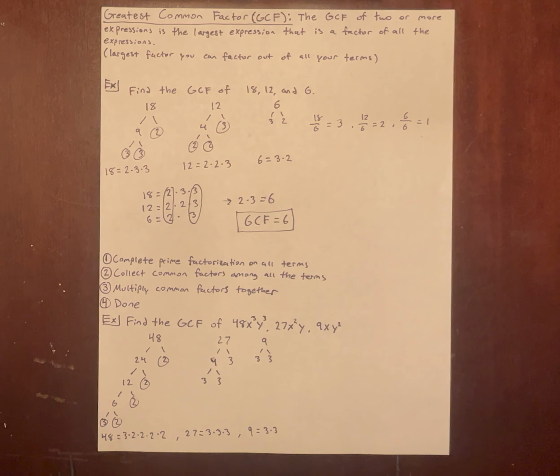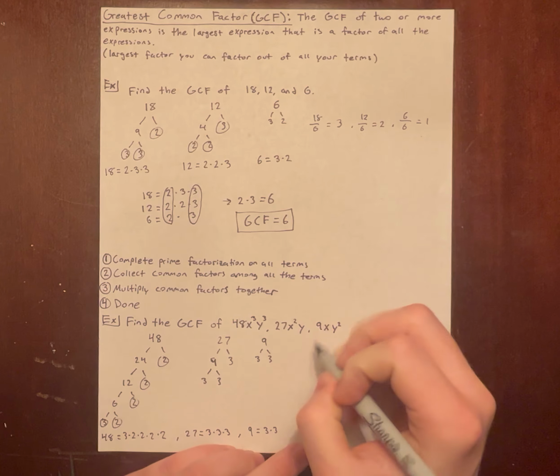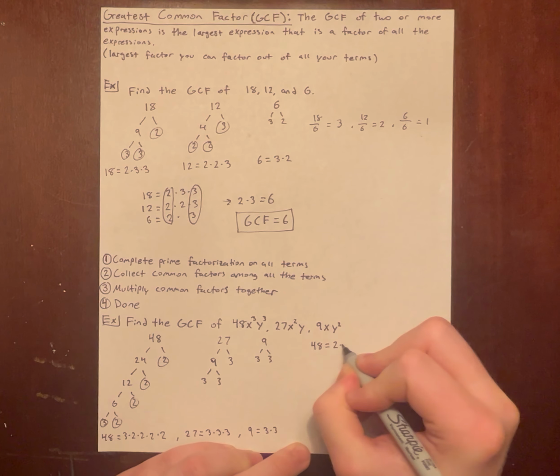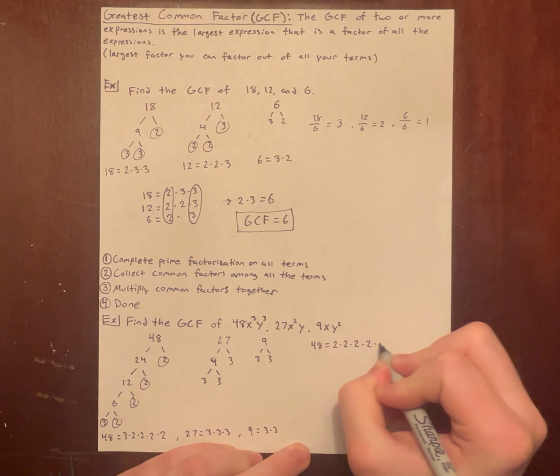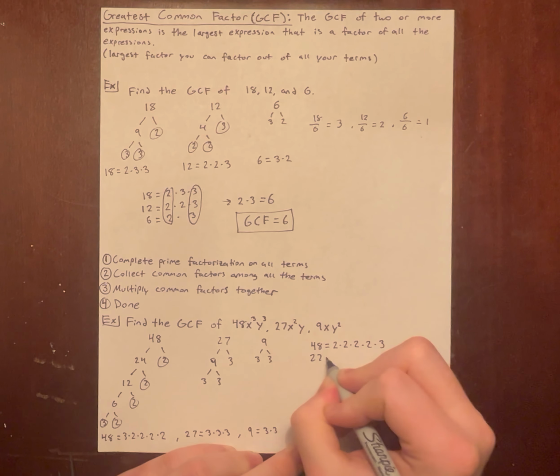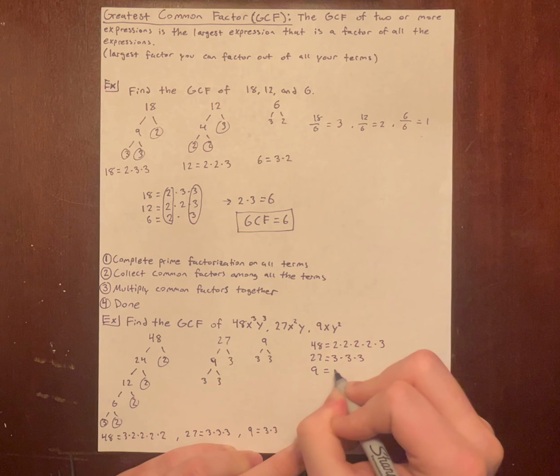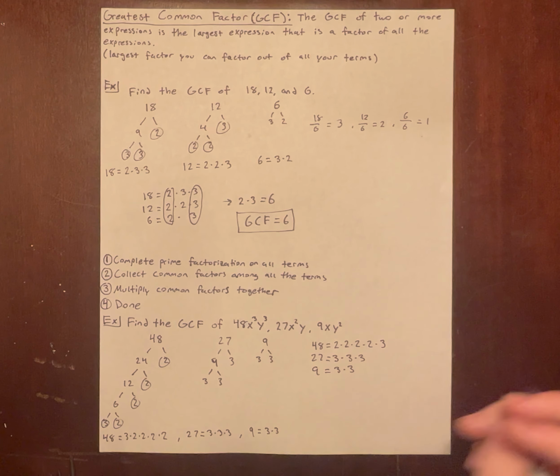All right. Now that you've done your prime factorization of all of your actual integer numbers, you can list them above and below each other to make it easier for yourself. So 2 times 2 times 2 times 2 times 3. 27 is 3 cubed, or 3 times 3 times 3. And 9 is 3 squared, or 3 times 3.